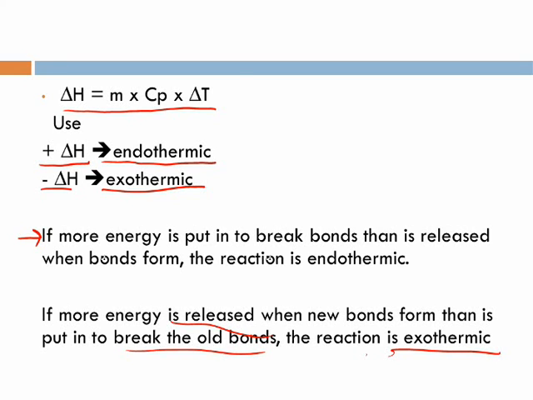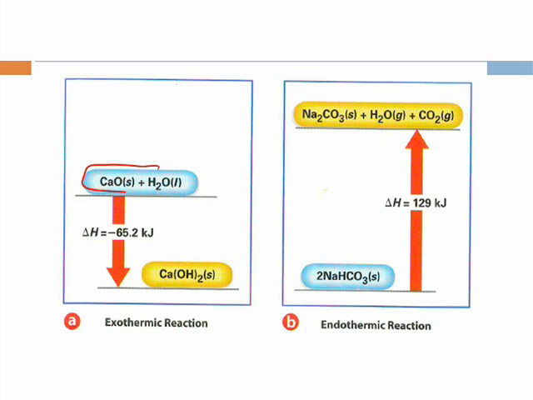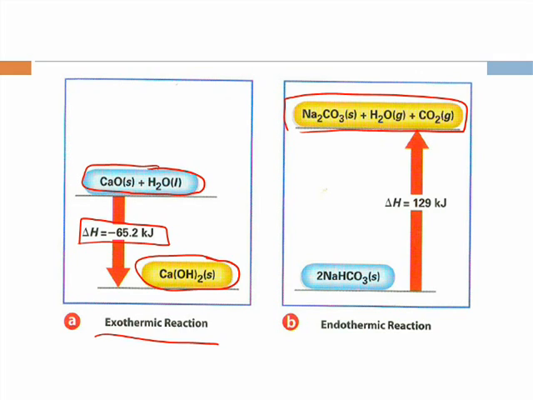It's giving off energy. So for example, if we have this reaction of calcium oxide plus water, and the product is calcium hydroxide, it gives off 65.2 kilojoules of heat. That's a negative enthalpy, so that's exothermic. Here we have these reactants. We have to put heat into it. We put 129 kilojoules into it in order to get the product. So if we put heat into something to get a product, that's endothermic.